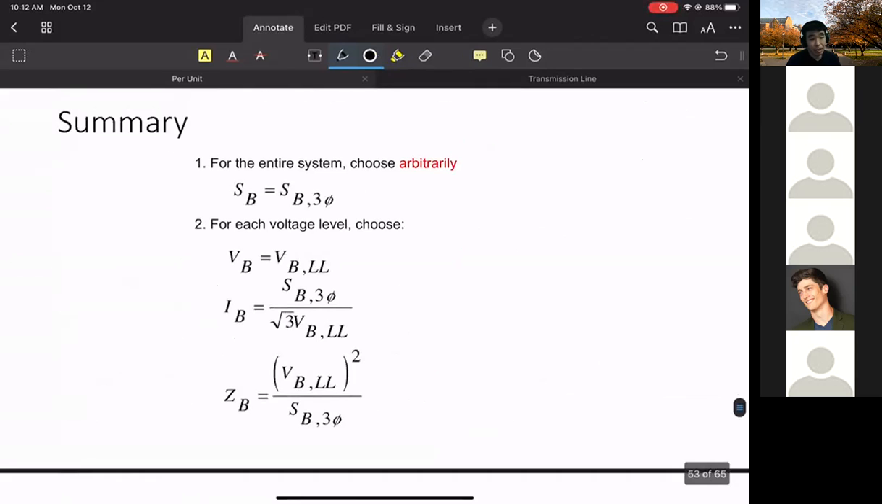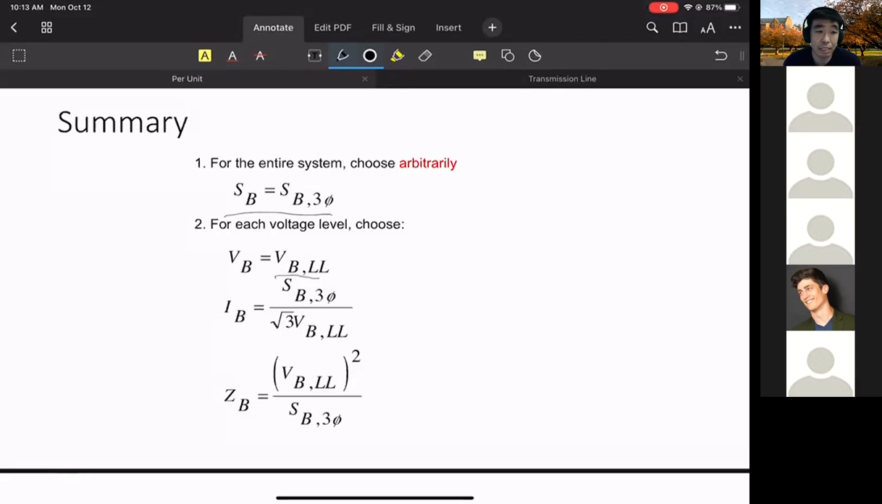And the process for the circuit is, we choose a base power arbitrarily. Then for each voltage level, always choose the base voltage as the base line-to-line voltage. Then the base current becomes this equation, and the base impedance becomes the equation following that. So this is just a recipe to do calculations. For three-phase, it boils down to: pick a power, and remember these are the equations to use.